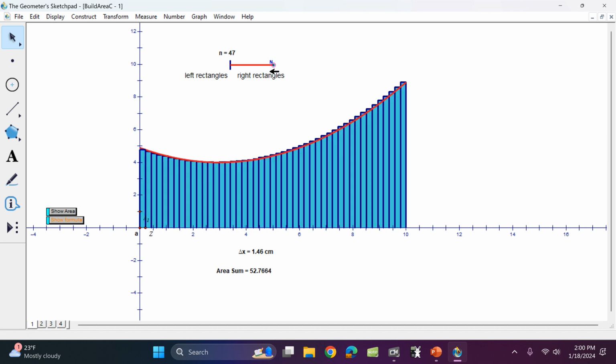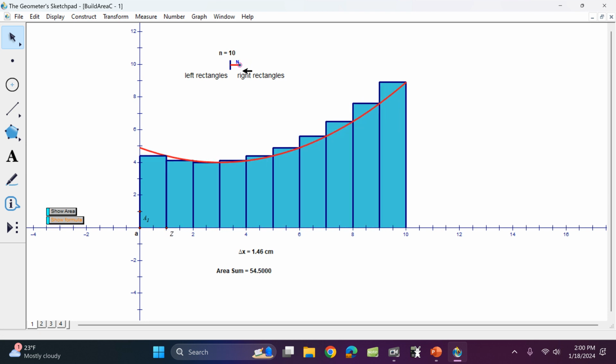Now, if I go back to something a little easier, these blue rectangles are called right-hand rectangles because you'll notice the right-hand side of the rectangle is what's touching the function. If I look at this blue one over on the side here, the right-hand side of the rectangle is what touches the graph. If I go to this little blue one over here on the far left, the right-hand side touches the function. We can flip that, and we can do left-hand rectangles.